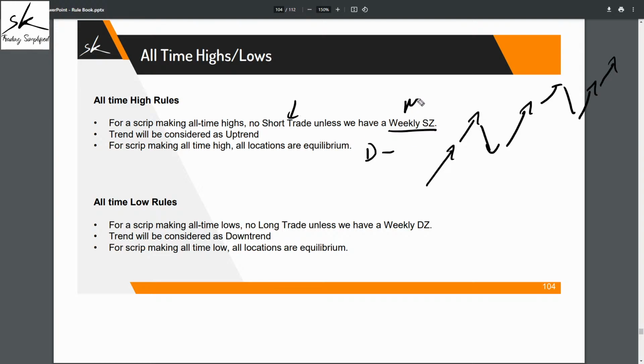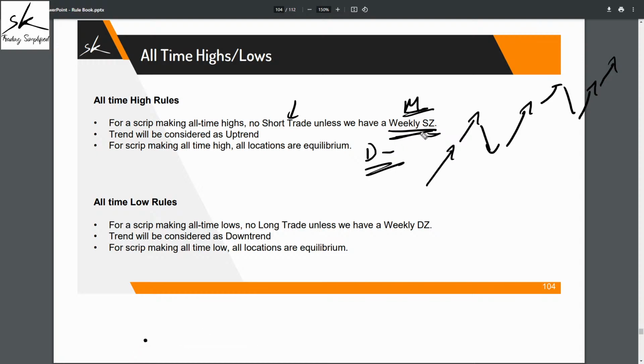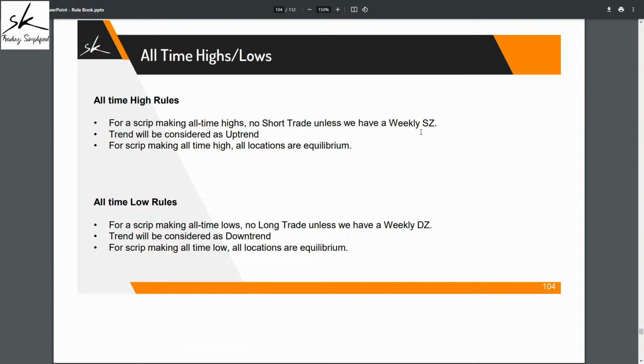Now, if I use a monthly time frame, yes, it will add even more probability, but going to a monthly time frame and waiting for a supply zone, I might be too delayed to participate in this move which has already started to the downside. So because I don't want to be too quick and I don't want to be too late, that is why I have chosen weekly. But again, based on your personality style, if you want to make some modifications to this, that can be done, but this is what I follow.